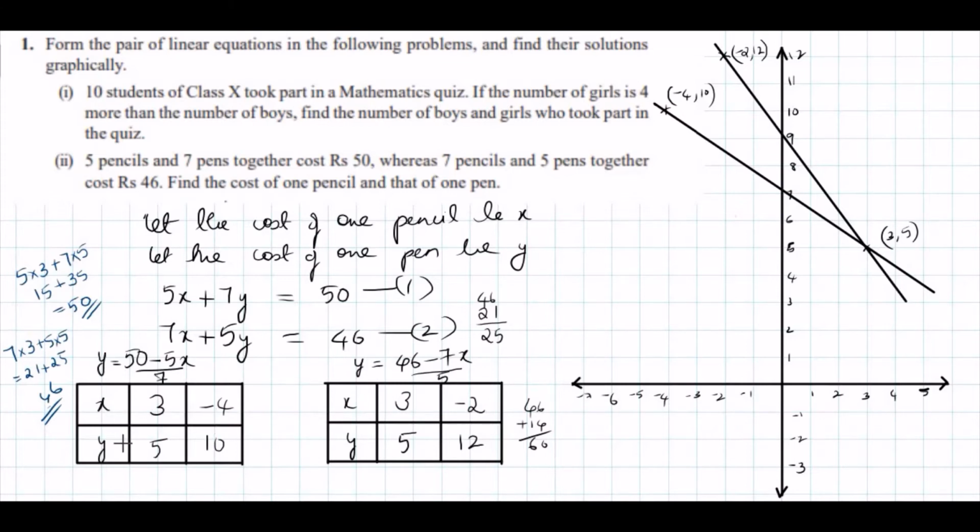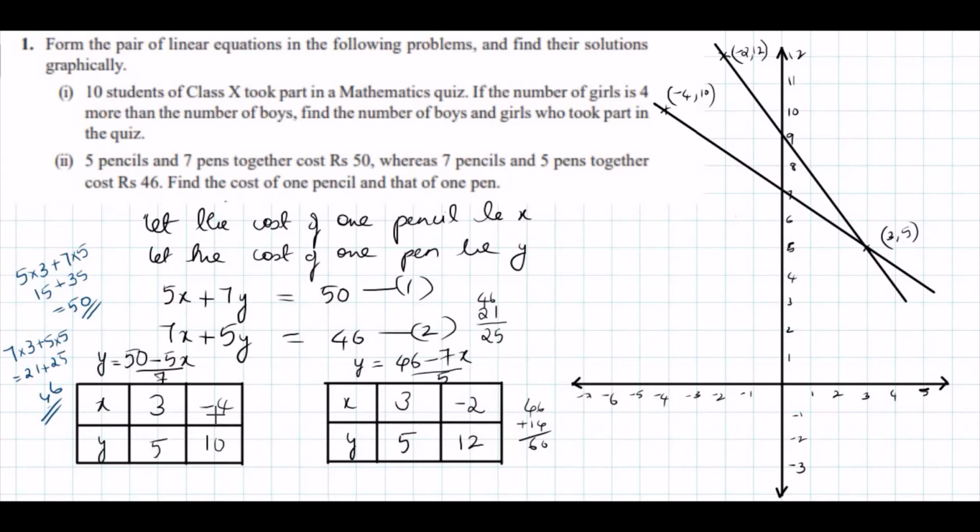So here for the first equation, you can see I have not taken x as 0. If I take x as 0, I will get 50 minus 5 into 0, that is 50 by 7. When you do 50 by 7, you get a decimal point. So try to take values for x such that you don't get a fraction. So here, when you take 3, you can see 50 minus 5 into 3, that is 50 minus 15 by 7, that is 35 by 7. So you get 5 here.